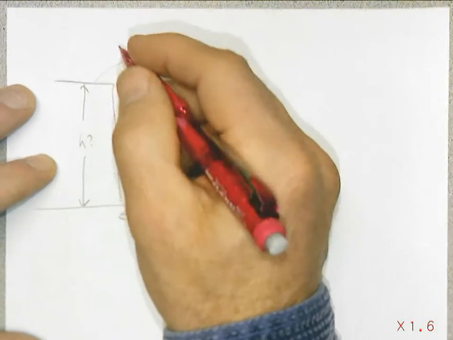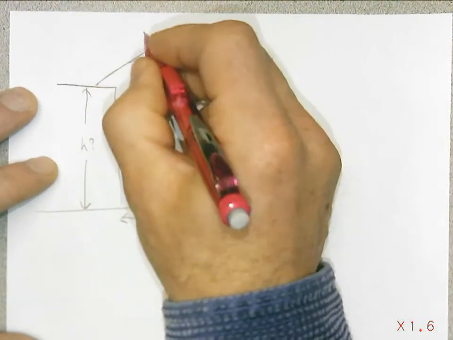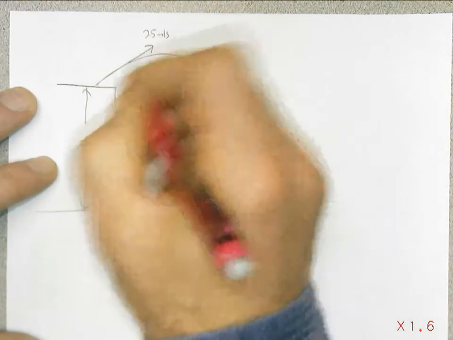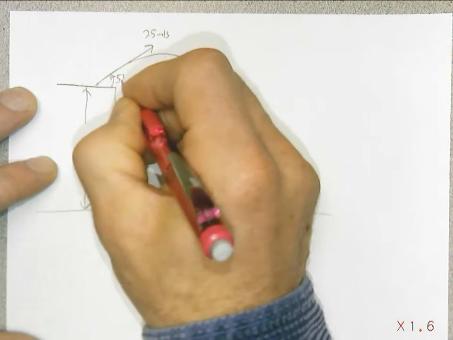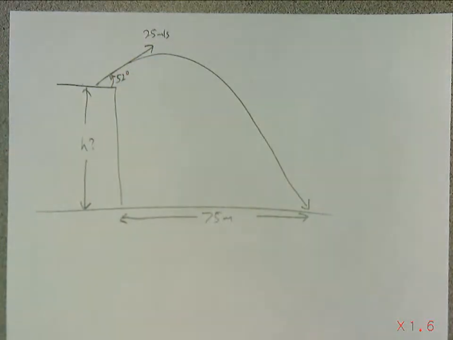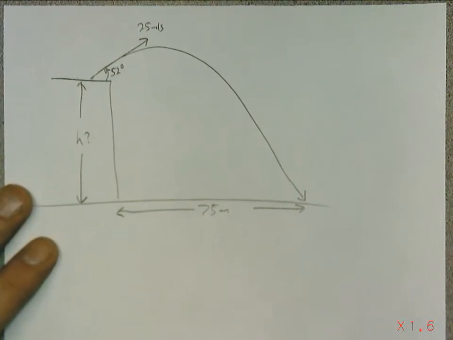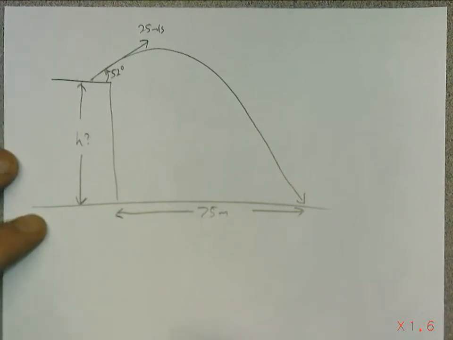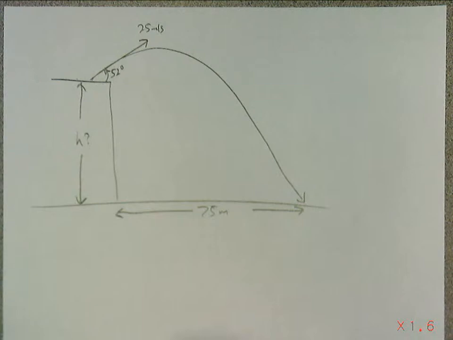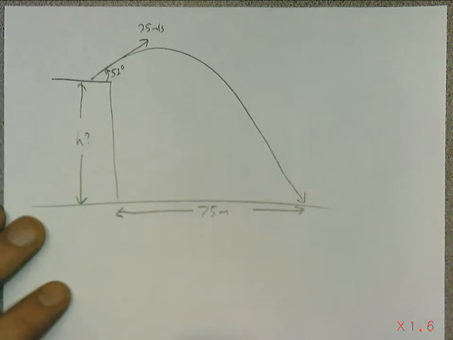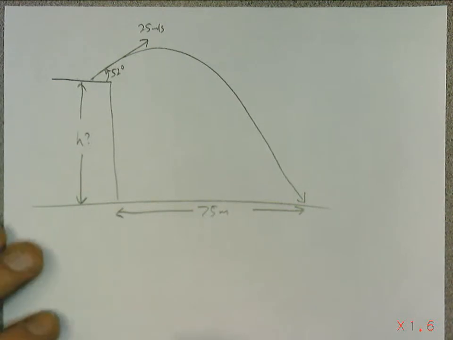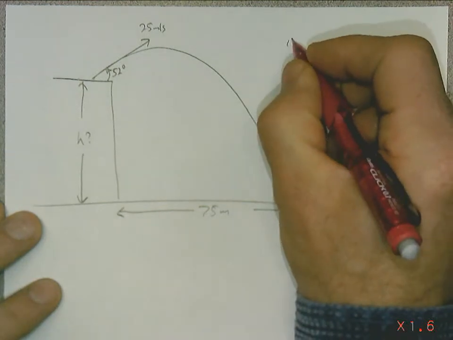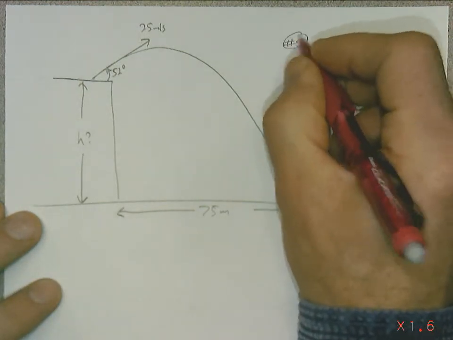We're also told that the initial velocity is 25 meters per second and the angle is 52 degrees. That's it. We're not given the time, and in projectile motion problems, time is usually very useful. We don't have it right now, at least given. So we need to find the height. What equation is going to bring it all together with the information we have to find the height? If you think about it, probably equation 5.